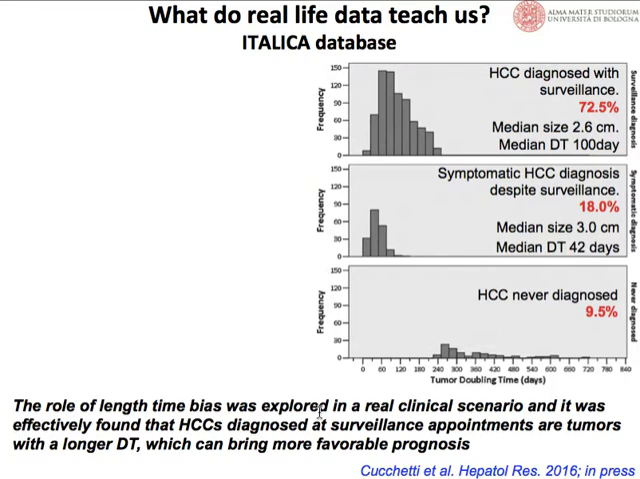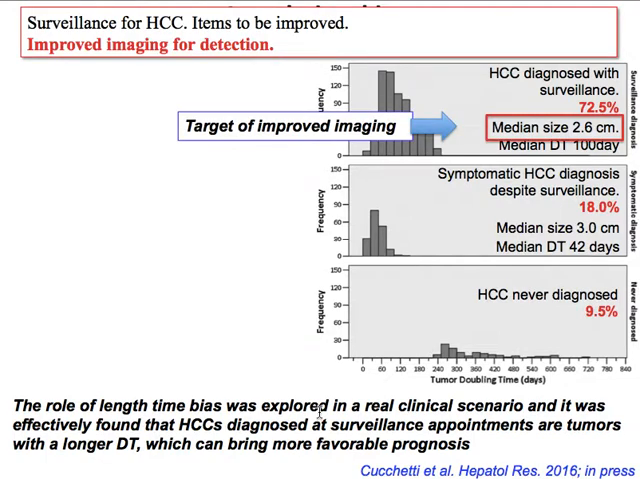What do we miss when we propose surveillance? In real-life data from the Idalica database, the patients diagnosed under surveillance had a smaller median size that corresponded to 2.6 centimeters and a longer doubling time, 100 days, which means that indeed there could be a potential risk of length time bias, but this does not apply to the majority of patients.